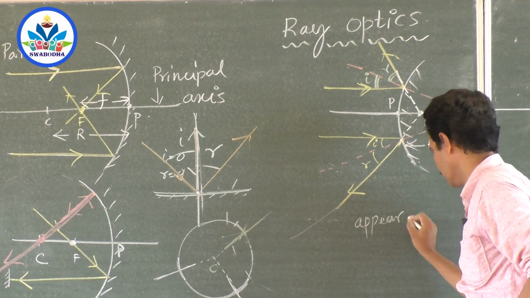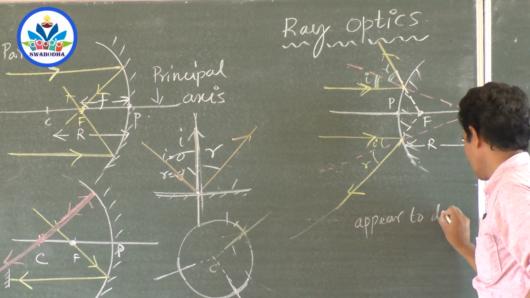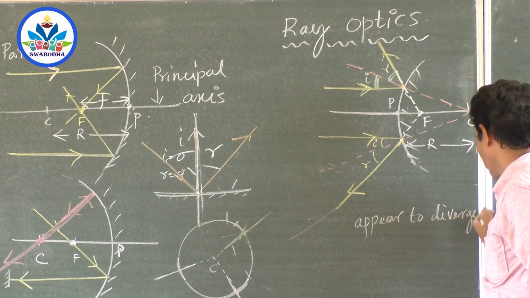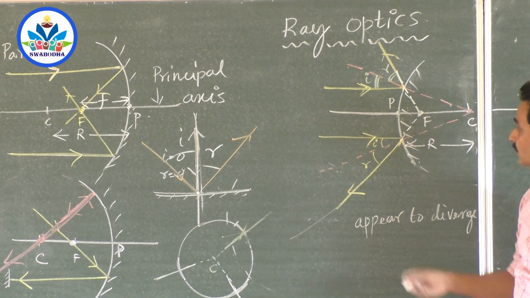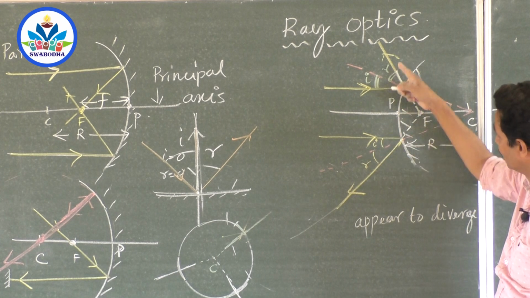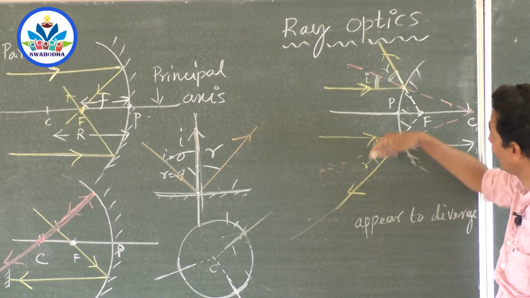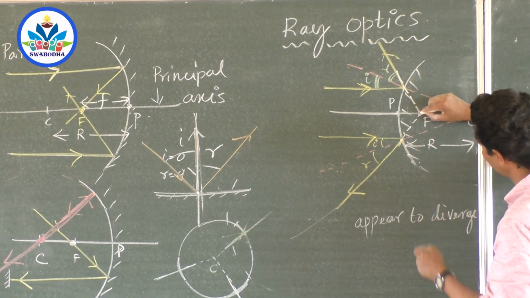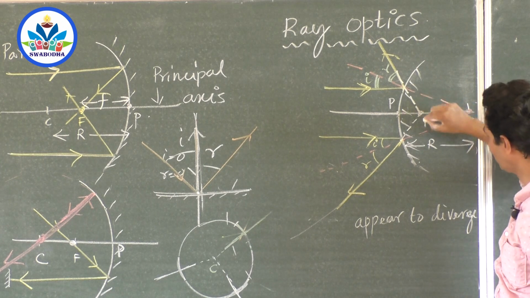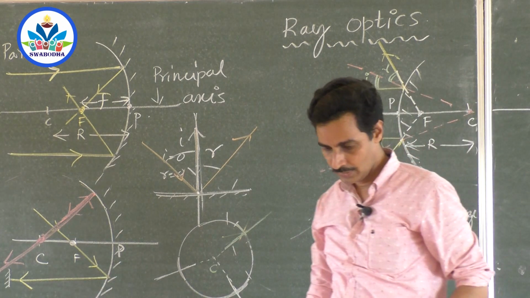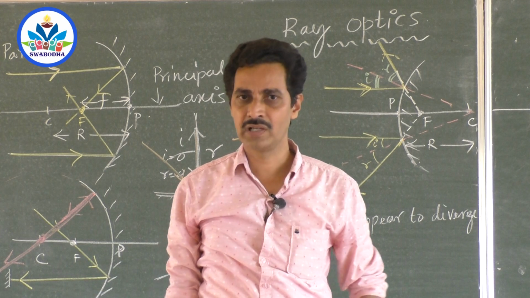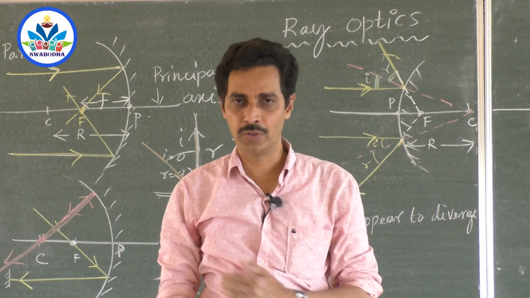Try to write this phrase always in the exam: appear to diverge from a point inside the mirror. So a person observing these two rays of light feels that these rays are coming from a point here, and that point is called focus. So when you write the definition for focus in the examination, you have to include both.